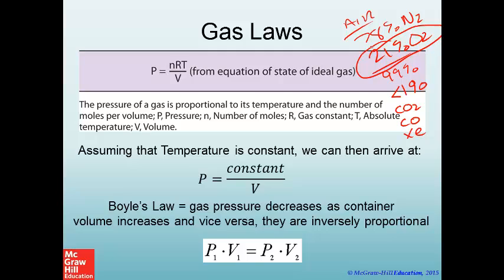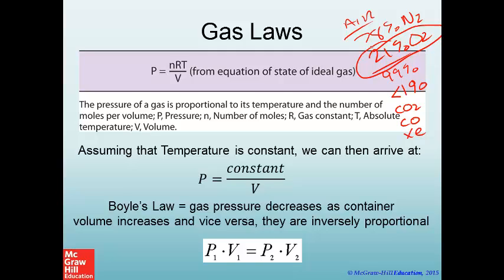Gas laws are all derivations of the ideal gas law, which is PV equals nRT. Right, and it's just rearranged here. P equals nRT over V. And the pressure of a gas is proportional to those things on the top and inversely proportional to volume.